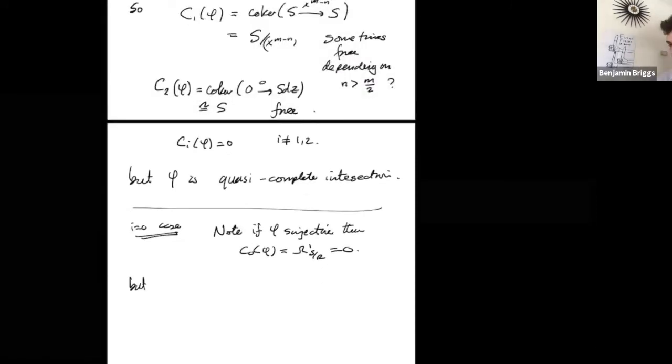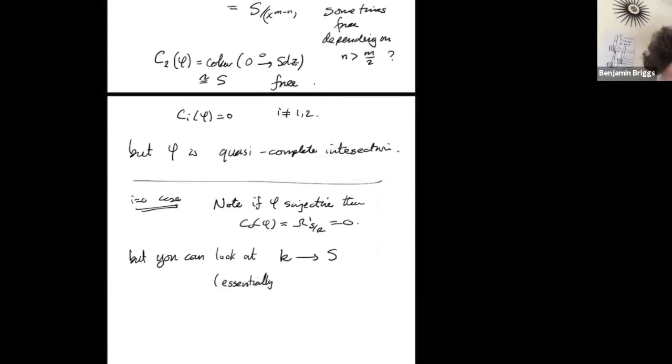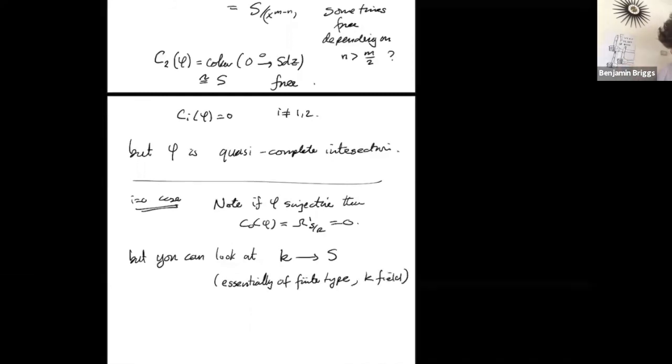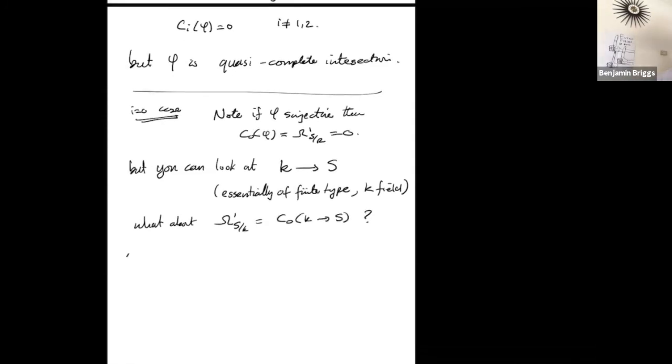But Avramov and Herzog were interested in this case anyway, so you can look at a non-surjective map instead. You can just take their field, they had a field, right? And look at this instead. And in order to make things work nicely when you have Kähler differentials, you want to have essentially finite type, which means that S is a finitely generated K-algebra, plus also maybe localized at some multiplicative set. And K is going to be a field. And then you can think about, okay, so what about omega of S over K? That is then C0 of this map. And Avramov and Herzog.